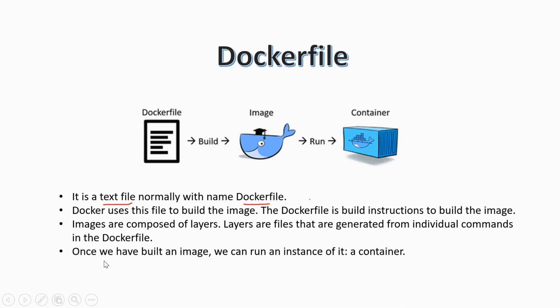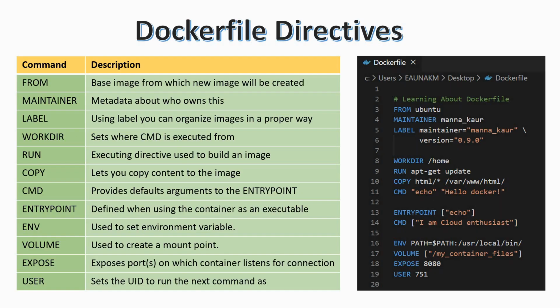The last point is that once the image is built out of the Docker file, we can run an instance of it, and hence a container would be formed. Talking about the Dockerfile directives, these are basically the commands or Docker instructions that we will give in the Docker file, and they will eventually lead to forming a Docker image.